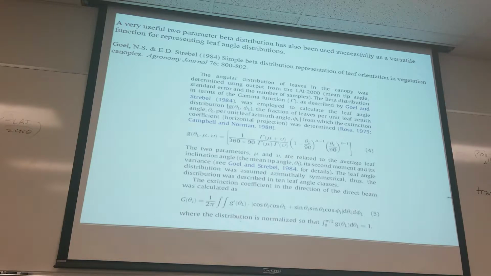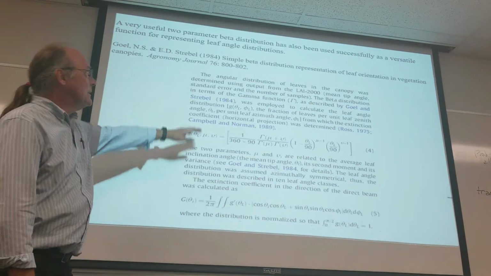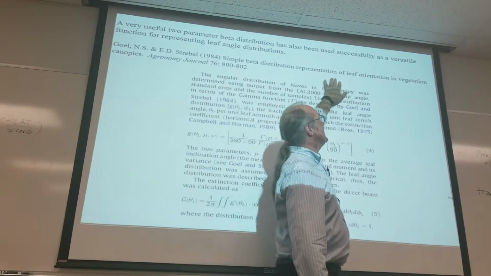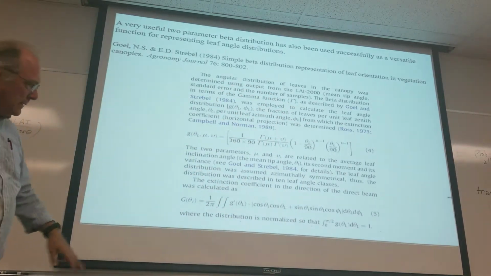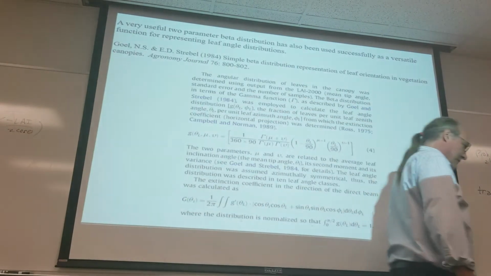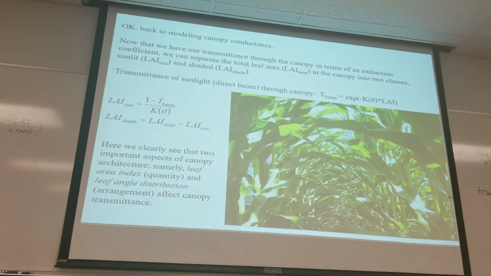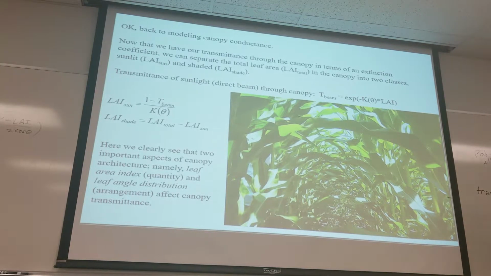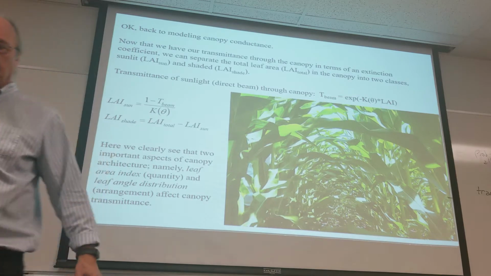Okay. Narendra Goel was fond of using a different leaf angle distribution, a beta distribution representation of leaf orientation. So that's this function. Let's not get involved in the details. There are other ways of representing leaf angle distributions. But it's almost out of time, so I think I'll start here next.